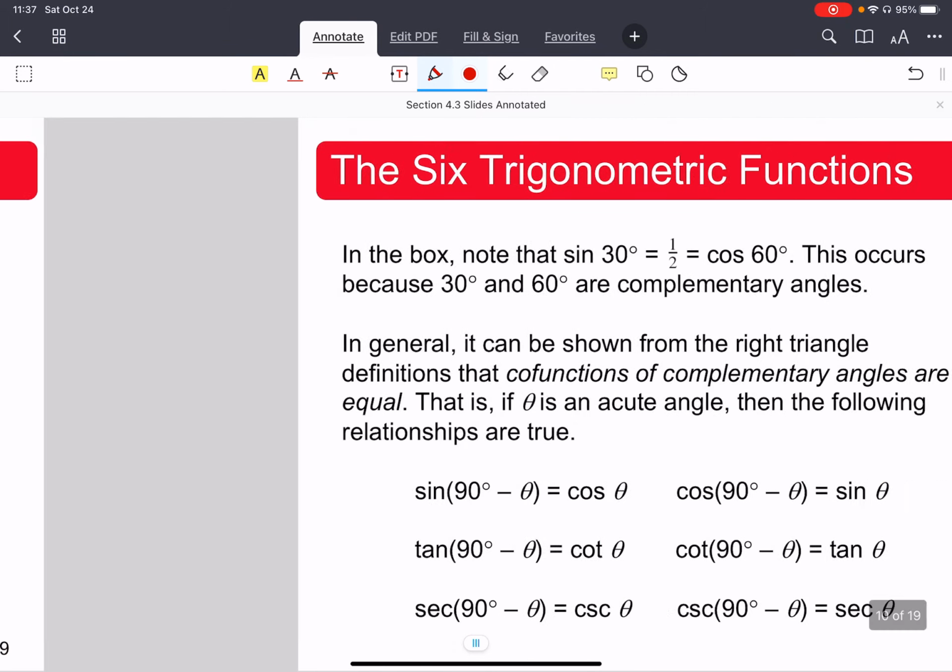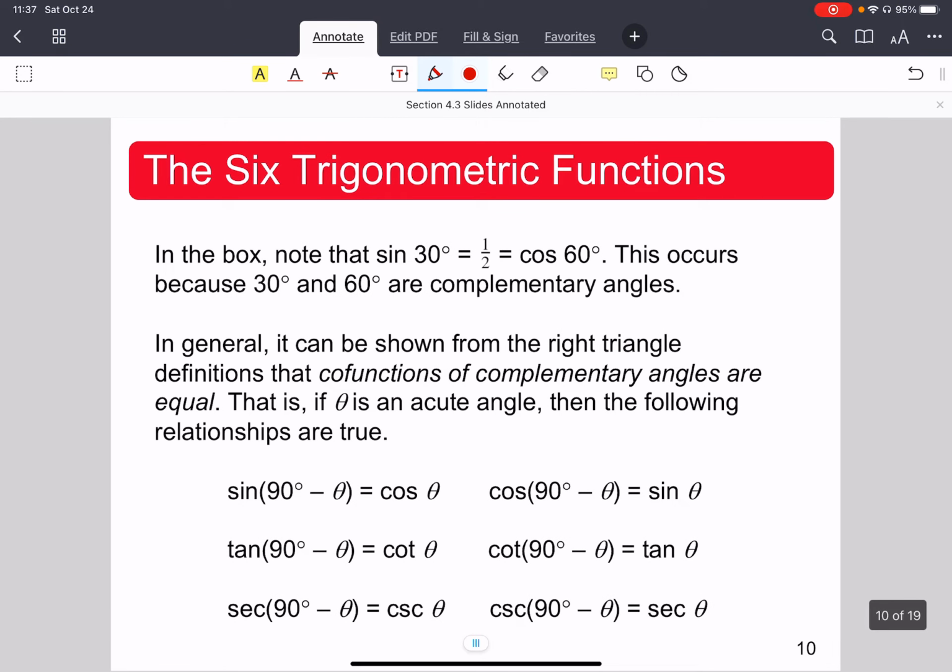Because we know that 30 degrees and 60 degrees are complementary, that thing occurs. In general, we can show from the right triangle definitions that cofunctions of complementary angles are equal. When we say cofunctions, we mean sine and cosine, tangent and cotangent, secant and cosecant. Those are cofunctions. So for any given theta, the cosine of that angle is always going to be the sine of its complementary angle.